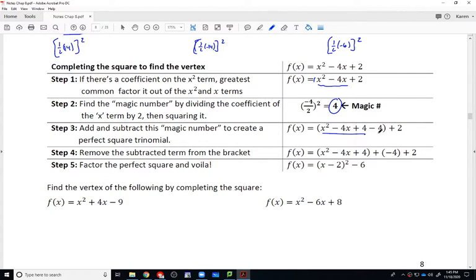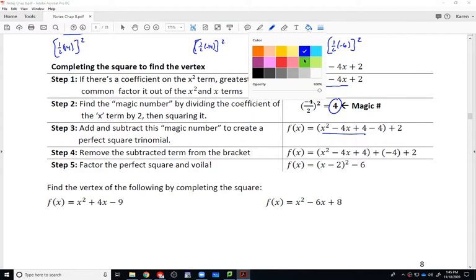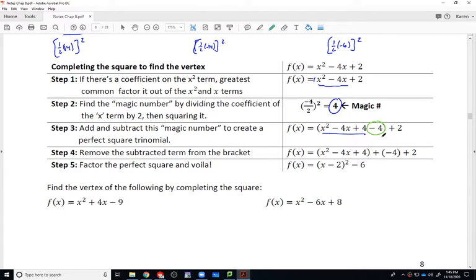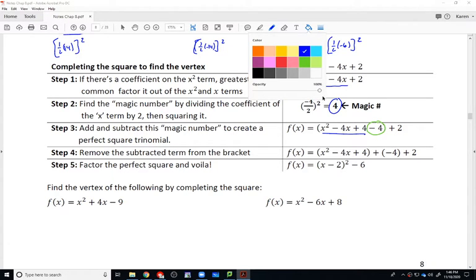Great. Problem is, we can't just add 4 onto an expression. That would change its value. So instead what we do is we add 4 and we subtract 4. You always have to do both because I haven't changed the identity of my expression if I add 0. By adding 4 and subtracting 4, I've added 0. I didn't change the value of my expression. But the only part of it that is a perfect square is the x squared minus 4x plus 4.